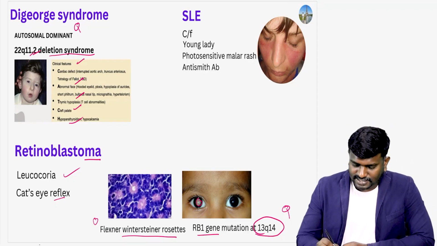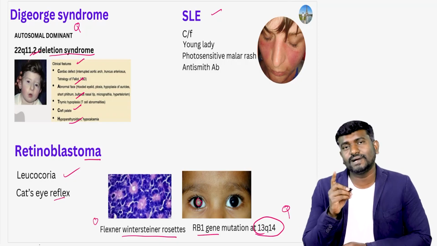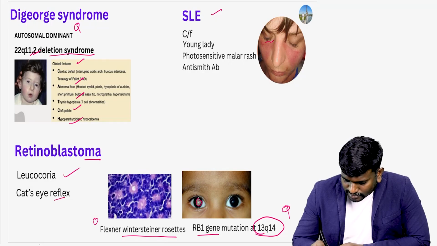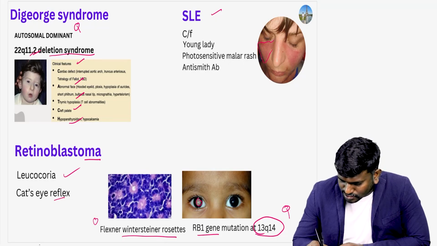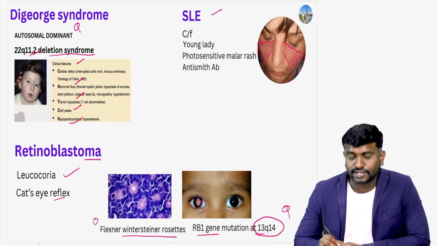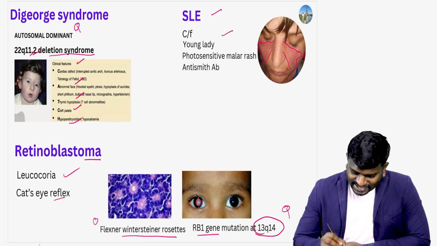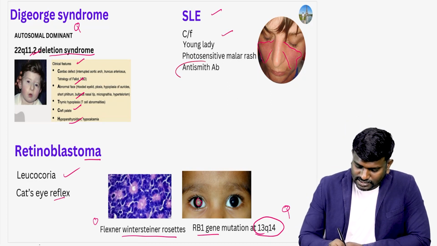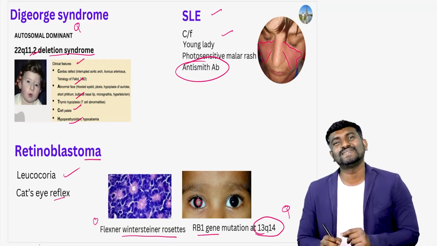Good. Next, SLE, systemic lupus erythematosus. You are going to see what? The malar rash. This malar rash is photosensitive. Very good. It is commonly seen in young ladies, and it is going to have anti-Smith antibody.